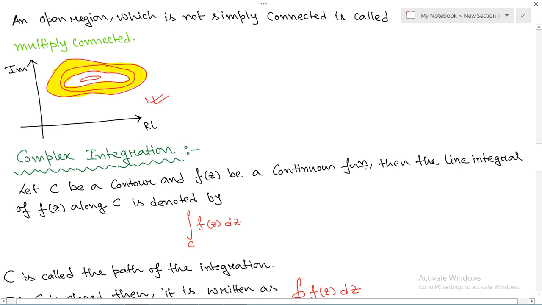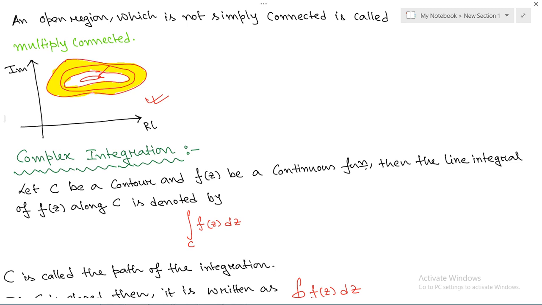After some time, from this curve to this curve it will come. So it is not simply connected; we need it to be wholly contained within that region. This kind of region is said to be a multiply connected region.